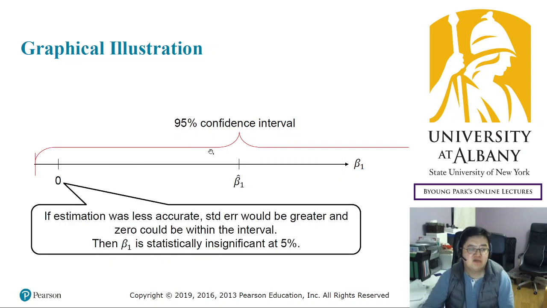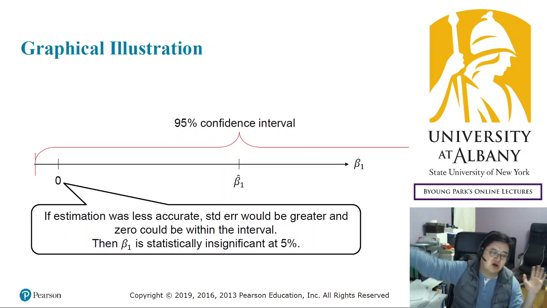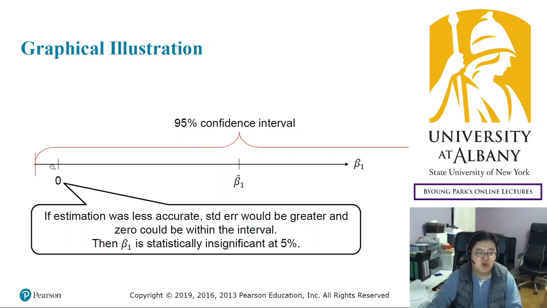And if, alternatively, imagine the other case where the estimation was not that accurate. Inaccurate estimation implies greater standard error. Greater standard error means you have to allow a larger margin of error. So as a result, the interval will be wider. You have to allow a larger margin, so the error interval will be wider. So at some point, 0 must be included in the interval.